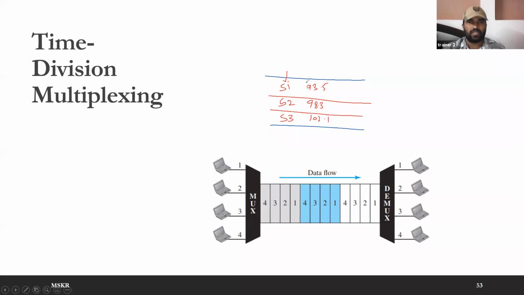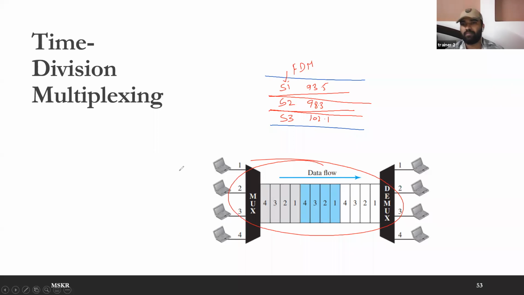Anyhow, let's come back to the topic. In FDM, as I showed here, you are going to share the medium in parallel, but in time division multiplexing you are not going to share the medium in parallel.